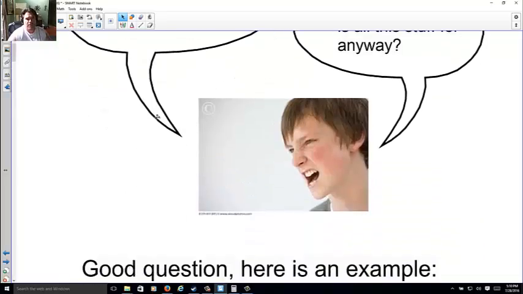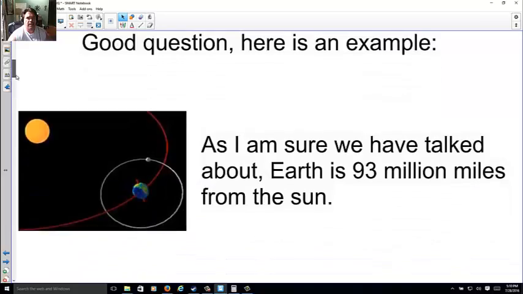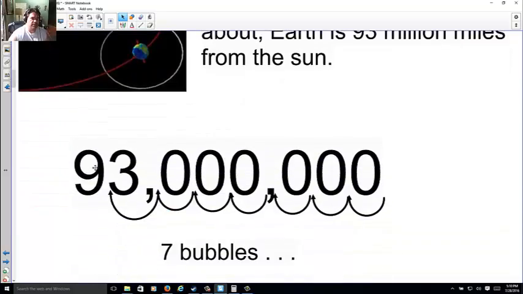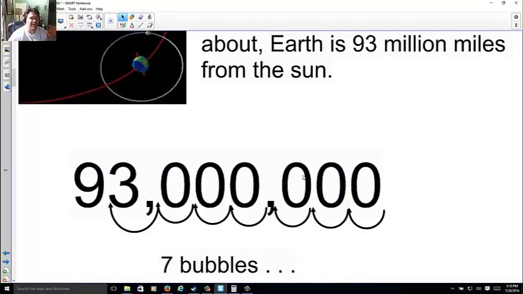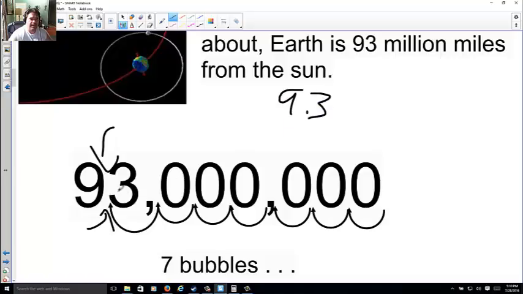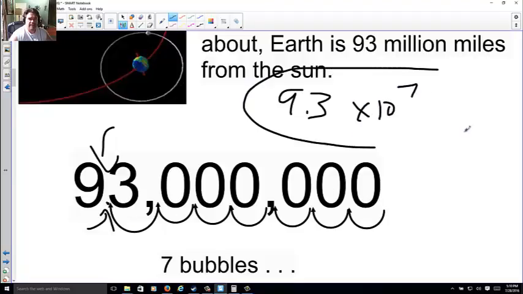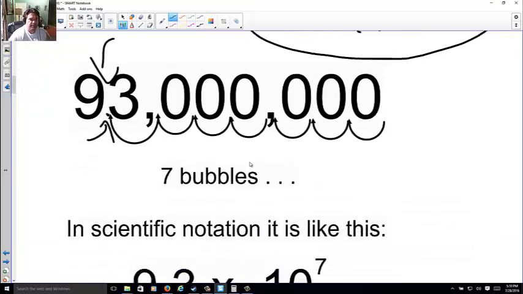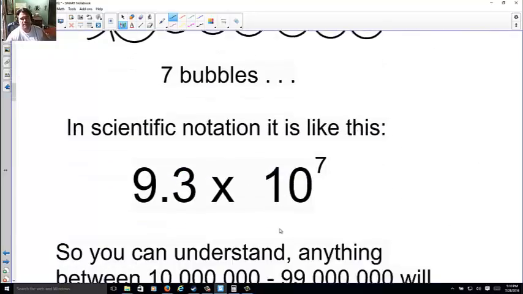Now, all you know this side is why you need this stuff. Good question. Here's an example. As I'm sure we have already talked about, Earth is 93 million miles from the Sun. That's a lot. 93 million. So just take between the 9 and 3. So you have 9.3. And how many bumps to get from here all the way to the end? I'm counting 7. So times 10 to the 7th. And that's a lot easier to write than the whole thing. So 9.3 times 10 to the 7th.